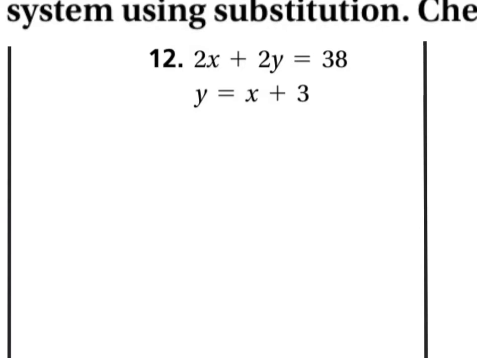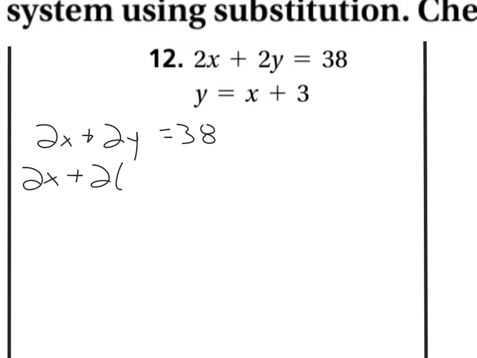So since this is the equation here that we have solved for the variable, y equals x plus 3, we're going to use the other equation, 2x plus 2y equals 38, and we're going to replace y in that equation with what it's equal to, x plus 3.